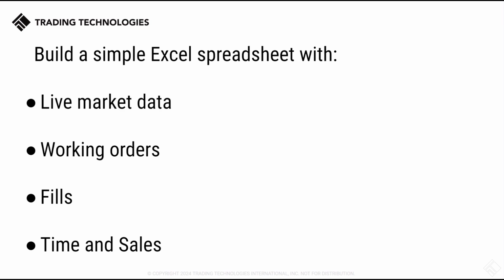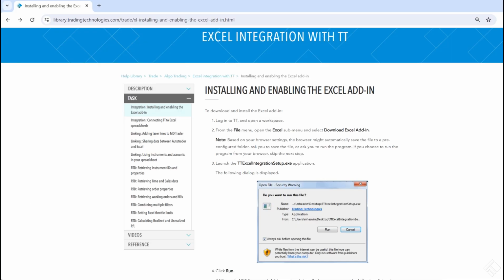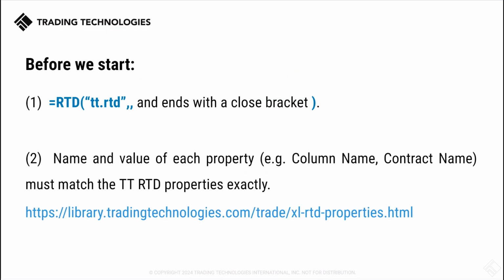Today we will go through the steps of building a simple Excel spreadsheet with live data, working orders, fields, and time and sales. First, you will need to install and enable the Excel add-in. The steps can be found in the Excel integration with TT section on our help library. There are some notes to mention before we start.